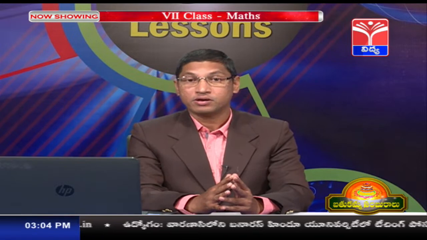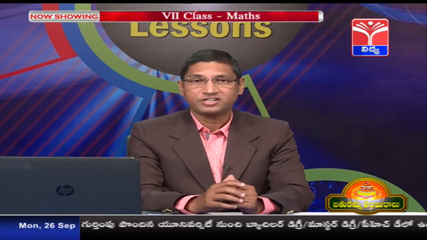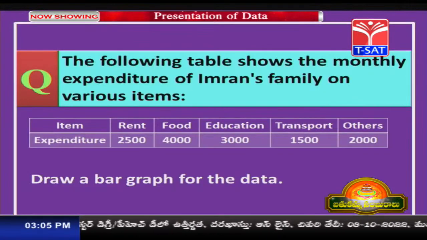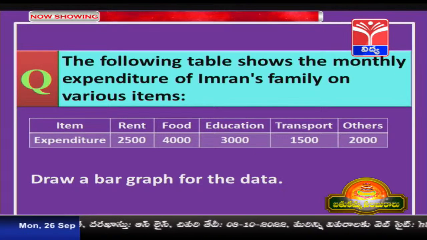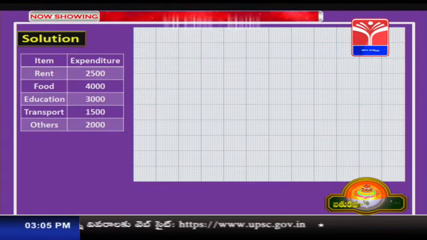Okay, children. So, children, till now we have learnt the concepts of pie chart and also the double bar graph, and we have seen some problems also. Now, let us learn some more problems, so that we will become perfect in drawing the bar graphs and also the pie charts. Let us start with our first problem. The following table shows the monthly expenditure of Imran's family on different items. Okay, children. Let us draw the bar graph for this data. Let us start with the solution.